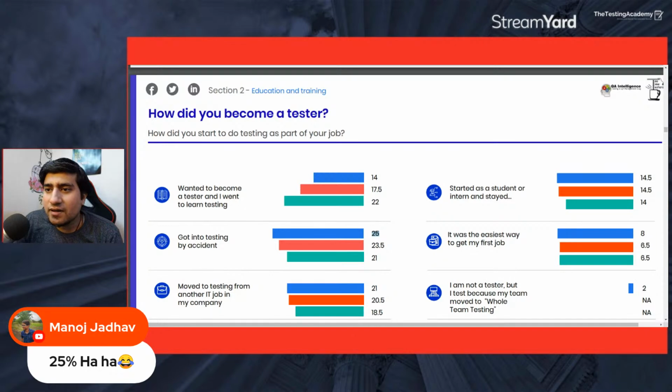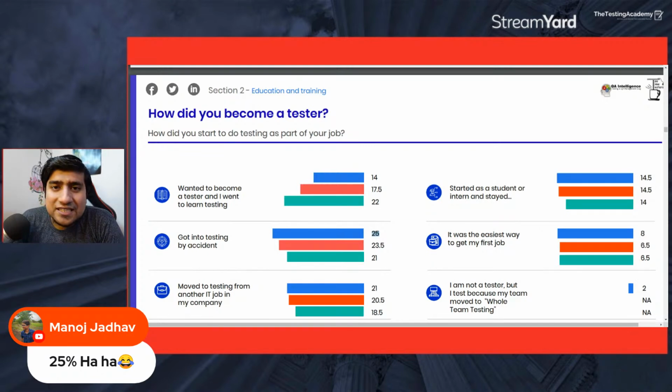So this is another interesting fact: if you say 25% out of 100 got into testing by accident, 21% of the people moved into testing from another IT job. So overall, it's 46%, right? So 46% of the people are not aligned to become a software tester, but they become software testers because of certain conditions. I think it's more than 50%. Even I'm the same example, guys, so don't worry. That is very interesting, and that was a learning from this report.